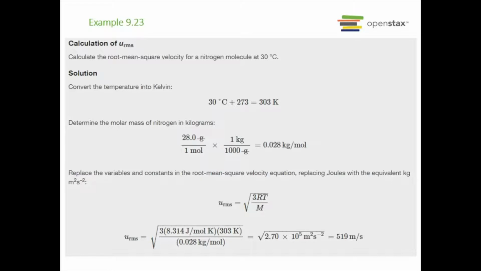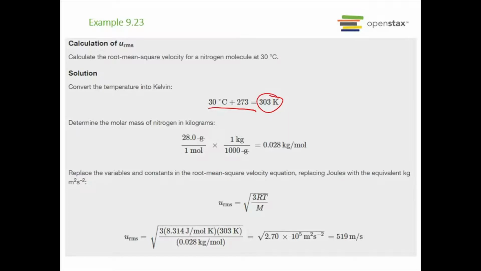So, quick example, let's calculate the root mean square velocity for a nitrogen molecule at 30 degrees Celsius. First things first, turn that Celsius into Kelvin, add 273 to it. So we have a temperature of 303 Kelvin. The next step is to get our molar mass of nitrogen in kilograms.